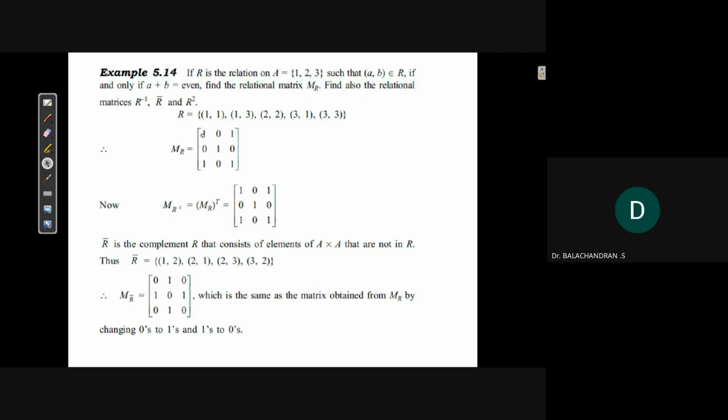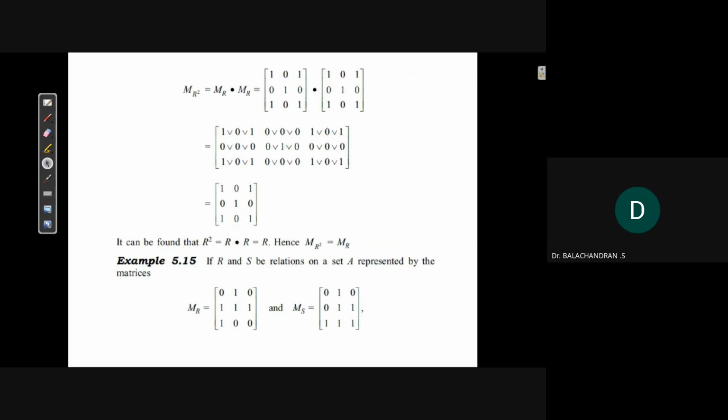Next, R square. R square means R composition R. So MR square is the same as MR composition MR. Here both of them are R, so you write the same matrices again. This is also MR, this is also MR. In the last class I told you that the composition of two matrices is just like matrix multiplication.